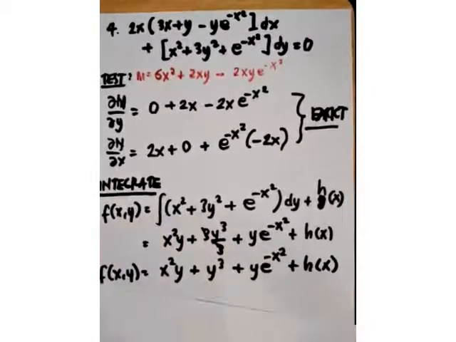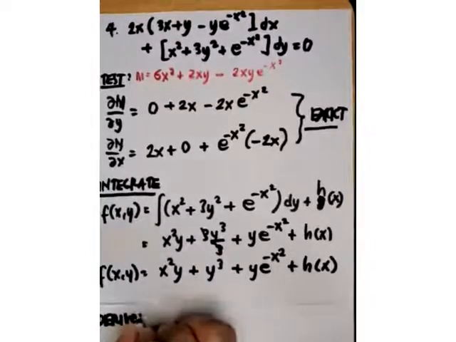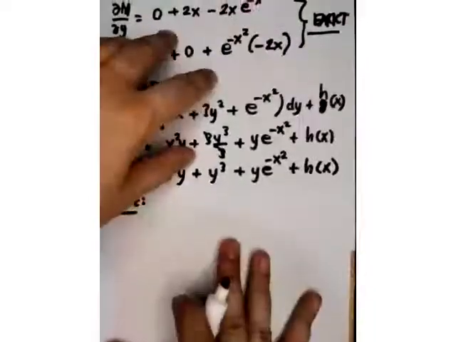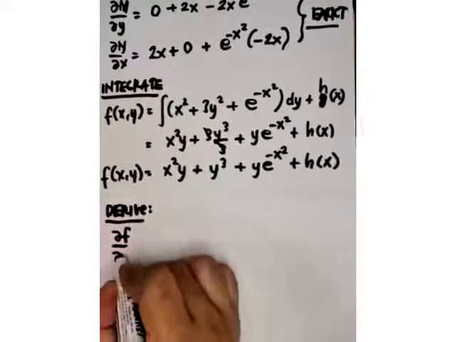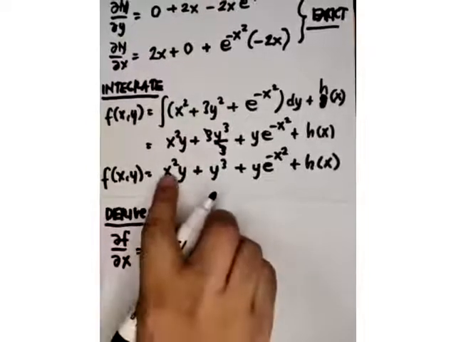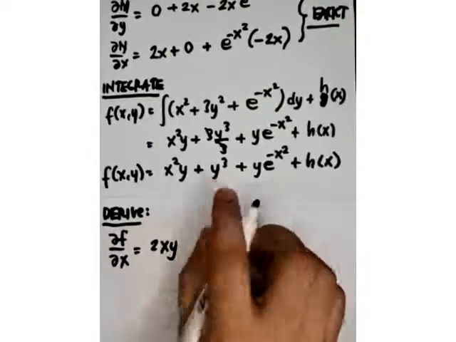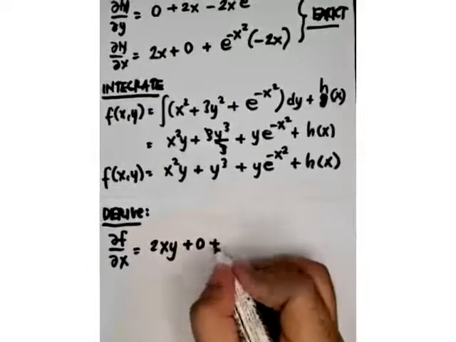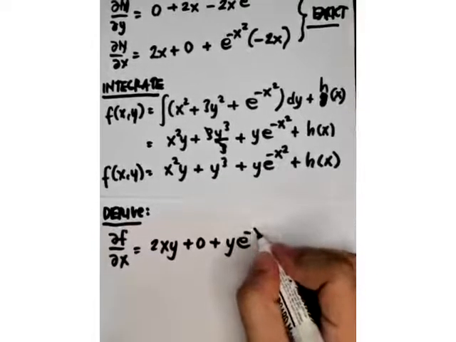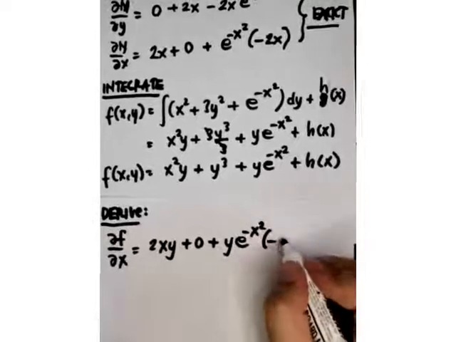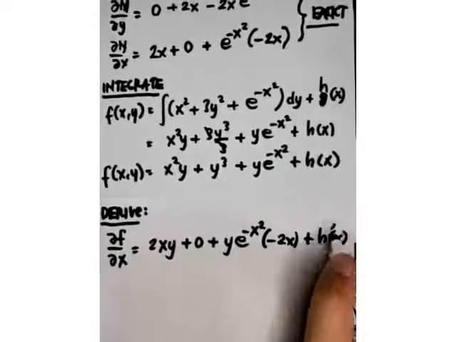Okay. So dito ko na lang siya i-derive. I-derive natin siya in terms of x. So yung function, i-derive natin siya in terms of x. So that's equal to, derivative nito in terms of x, 2xy, so that's 0 plus, in terms of x, y times e raised to negative x squared. Derivative ng negative x squared, negative 2x. Plus h of x prime.